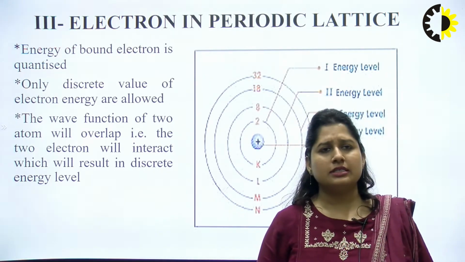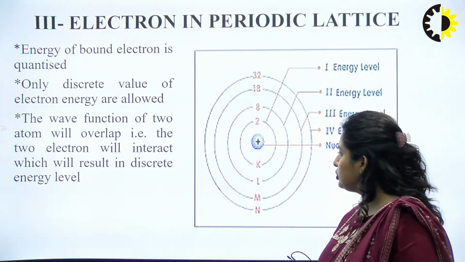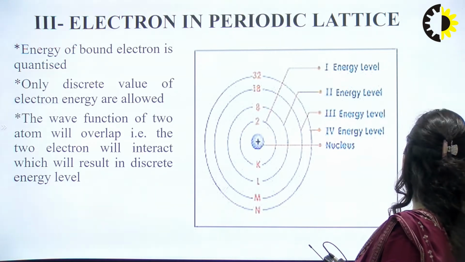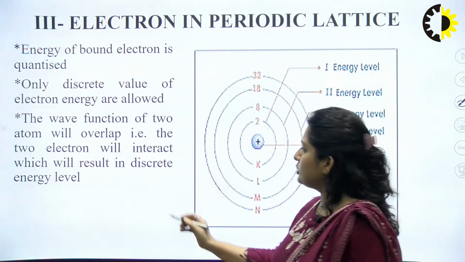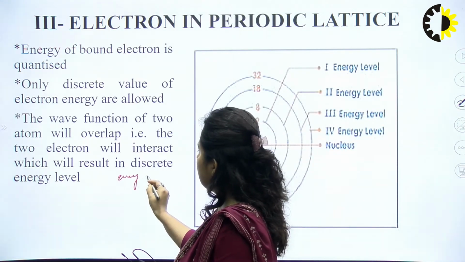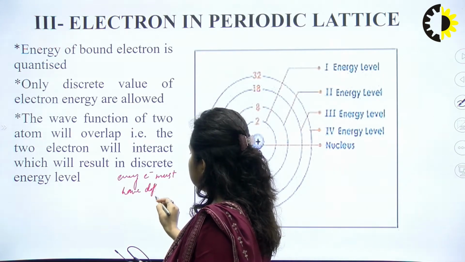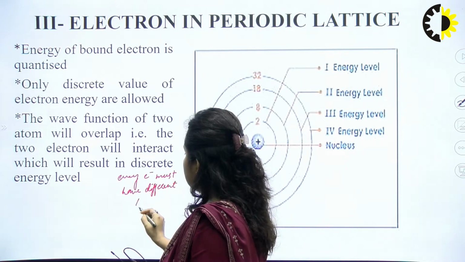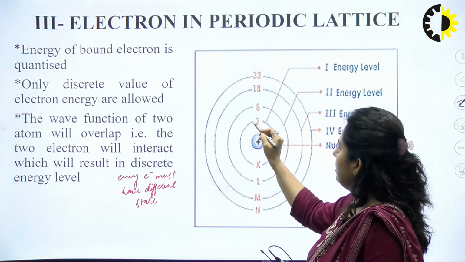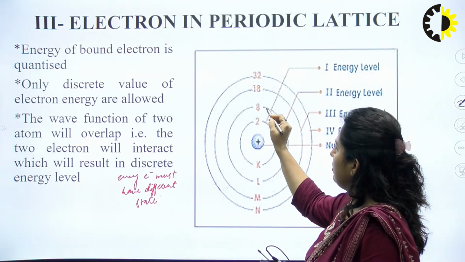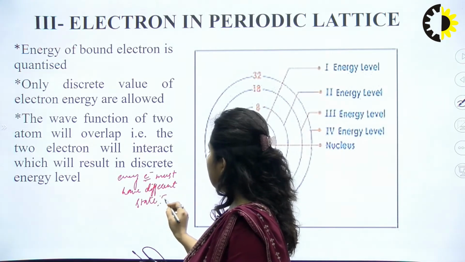We have already discussed the Pauli exclusion principle in the previous lectures. So what is the Pauli exclusion principle? It says that no 2 electrons can have the same energy state. Every electron must have a different energy state. No 2 electrons can exist in the same state. We can see here that the number of electrons is 2 here and 8 here, so we have different electrons at different energy states.